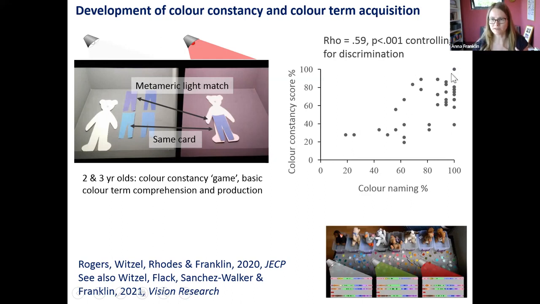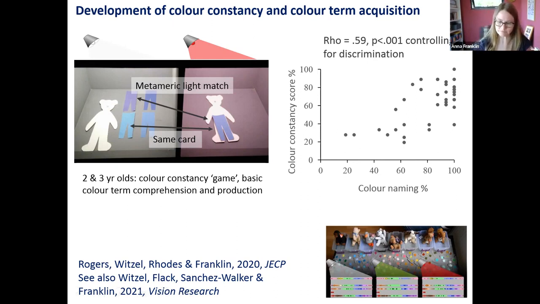Now, this variation doesn't relate to age. It also doesn't relate to how well the children do the task when there's no illumination change, so just pure discrimination. But what it does relate to is how well children name and point to the colours, how advanced their colour naming is. So the more colour constant you are, the better your colour naming if you're a 2- and 3-year-old. Now, this relationship could go in either way.